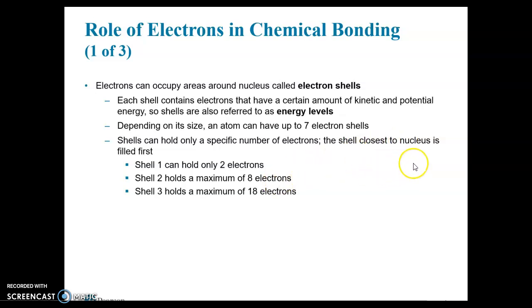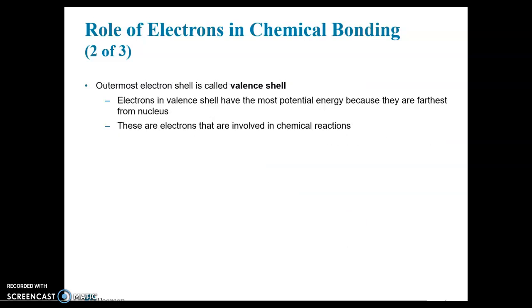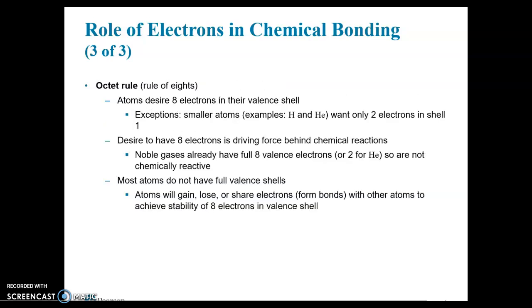An atom can have up to 7 electron shells. The first shell, which is closest to the nucleus, can only hold 2 electrons. The second shell can hold 8, and the third can hold a maximum of 18. We don't have to go further than that in anatomy and physiology. But you do need to know the outermost electron shell is called the valence shell. The valence electrons, the ones in the valence shell, are the ones involved in chemical reactions.